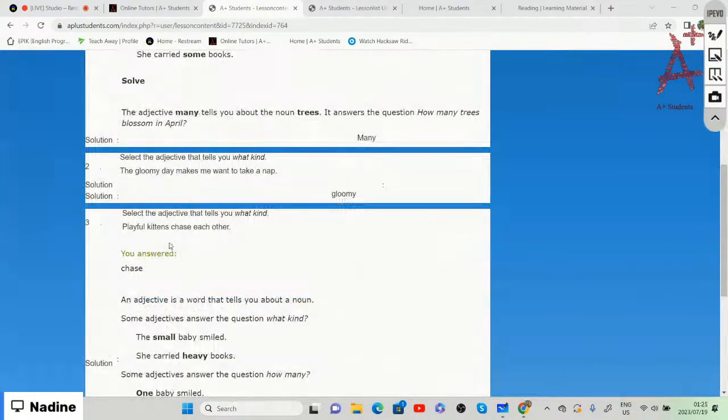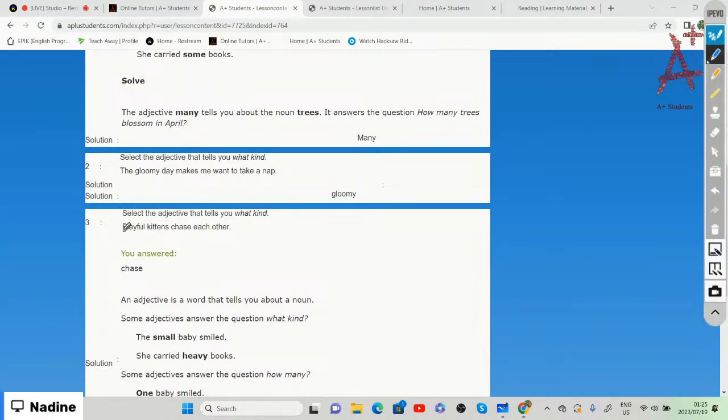Playful kittens chase each other. We need to select the adjective that tells us what kind. What kind? Playful kittens chase each other. All right, so if we were to choose the adjective that tells us what kind, then we can say playful. Playful is the adjective that describes the noun, which is kittens, right? So what kind of kittens? They are playful kittens, right? So playful kittens.